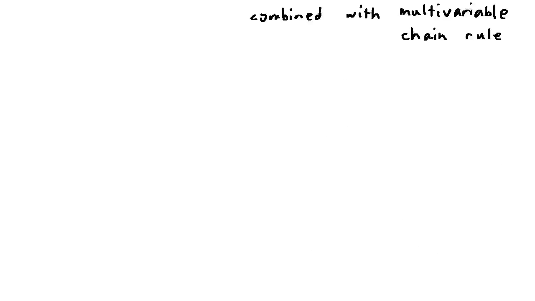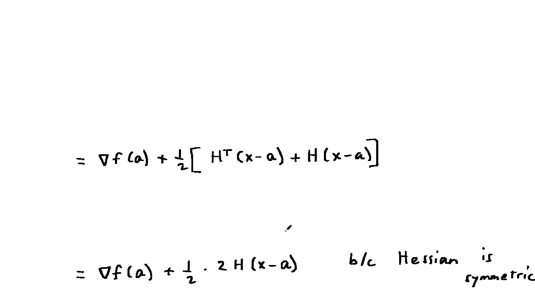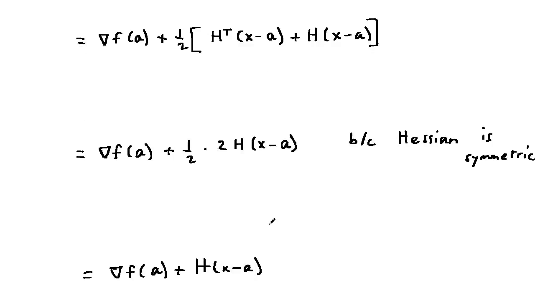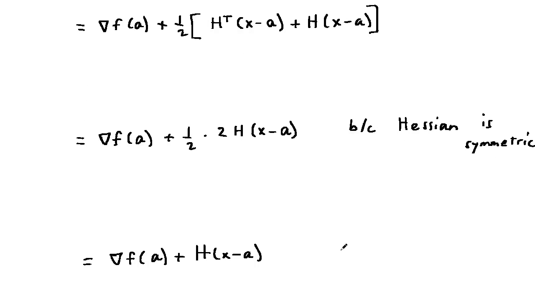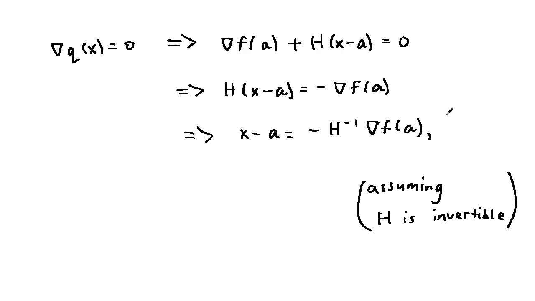So now we have the gradient of f at a plus this stuff, and H transpose is H because the Hessian is symmetric. So we have 2H (x minus a). Simplify that a bit, we get this. Setting the gradient of q(x) equal to 0, we get this. Now bring the gradient of f to the other side, and get negative the gradient of f at a.